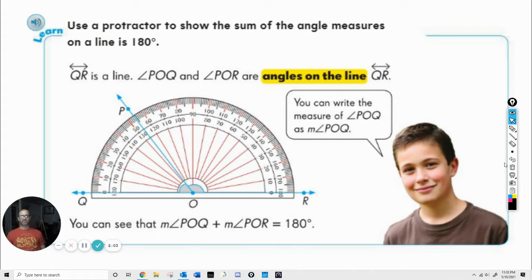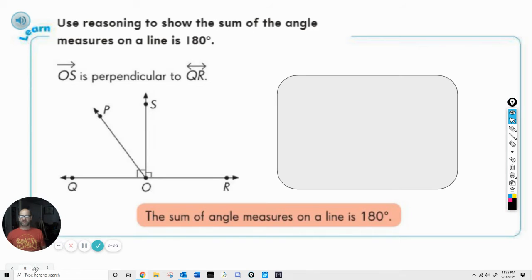Oh, you can write the measure of angle POQ as M for measure of angle POQ. You're going to see this. So measure of POQ plus measure of POR, the two angles on the line, is 180. All right. See, I spent 2 minutes just yapping about that too.